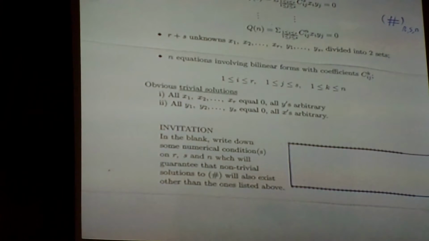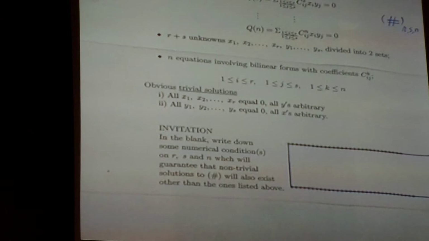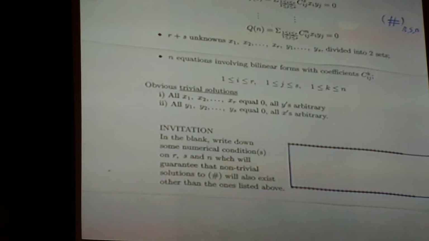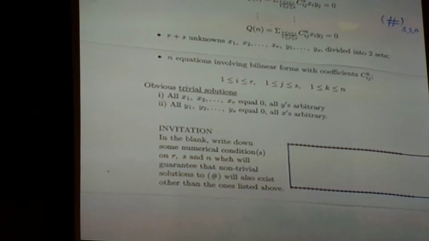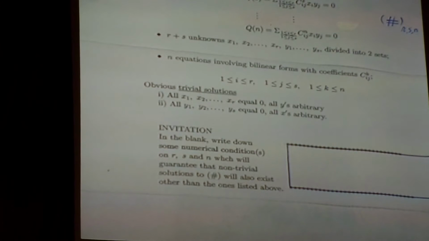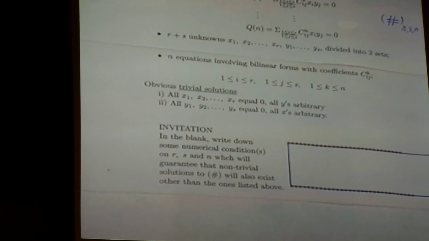Then the invitation comes just like before. I will provide a plan for everybody. Inside this plan, try to write down some numerical conditions on r, the number of x unknowns, on s, the number of y unknowns, and on n, the number of equations. Give me some numerical conditions, so that these conditions will guarantee that in addition to those trivial solutions that everybody sees, there will be some non-trivial solutions. In this context, a non-trivial solution means that some of the x values won't be 0, and some of the y values won't be 0, and yet these values satisfy all the equations.